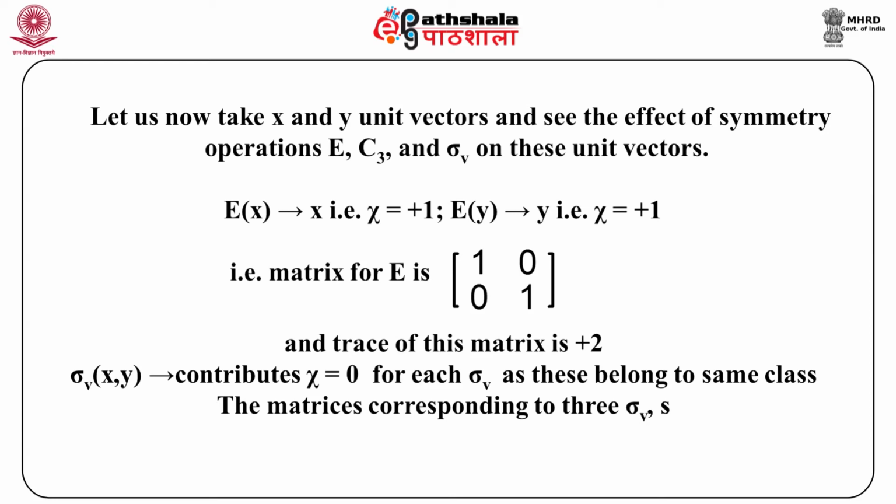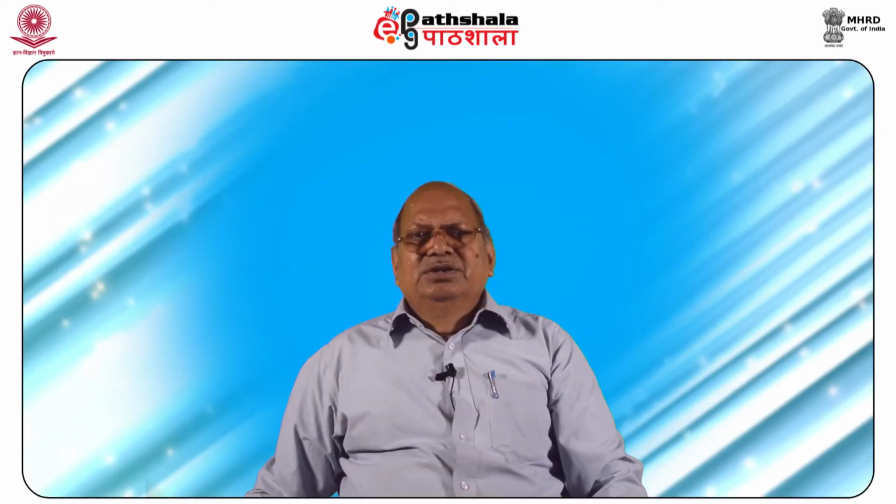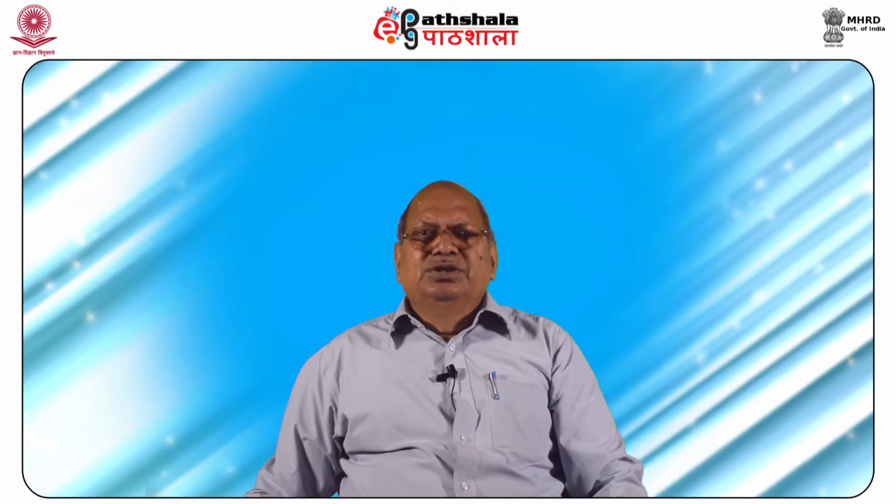For each sigma V, as these belong to the same class, the matrices corresponding to these sigma V's are given as -1, 0, 0, 1, 1 by 2, root 3 by 2, minus root 3 by 2, minus 1 by 2, 1 by 2, root 3 by 2, root 3 by 2, minus 1 by 2, for sigma V, sigma V double dash and sigma V dash. The trace in each case is 0.